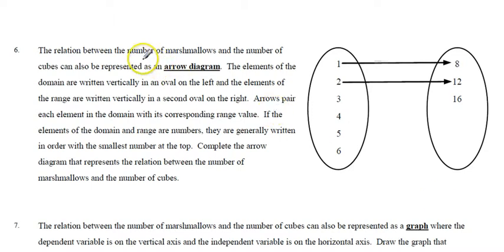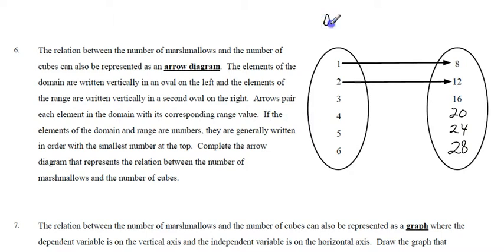The relation between the number of marshmallows and the number of cubes can also be represented by an arrow diagram. You write down the elements of the domain. And by the way, when we do domain and range, we only list an element once, no matter how many times it may occur. The same thing happens in an arrow diagram. In this particular case, everything only occurs once, so that makes it pretty easy.